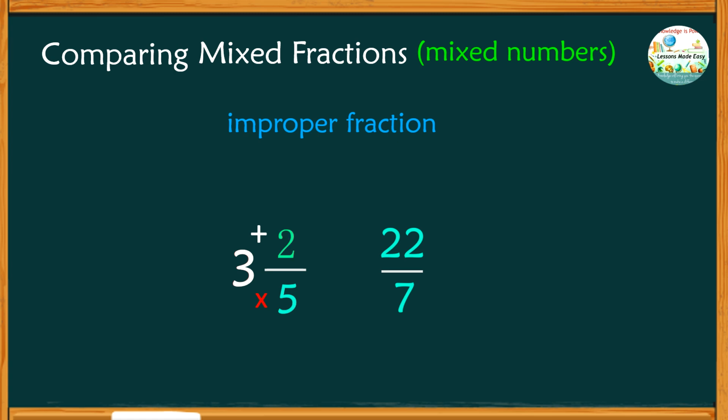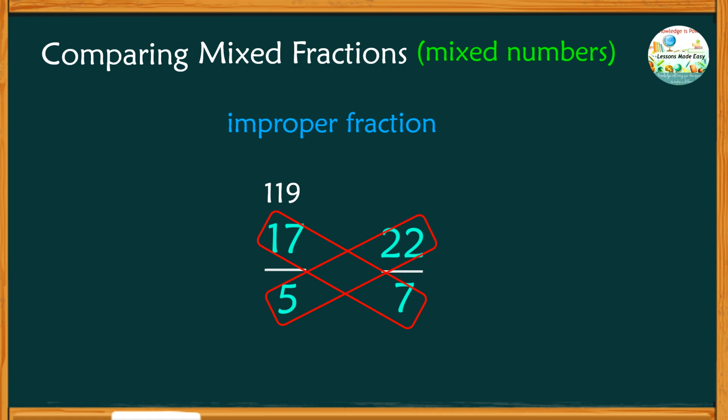And altogether, we get a total of 17. Use this number as the numerator and keep the same denominator, that is 5. We now have 17 over 5. This time, we can do cross multiplication. 17 times 7 would give us 119, while 22 times 5 is only 110. Therefore, 17 over 5 is greater than 22 over 7.